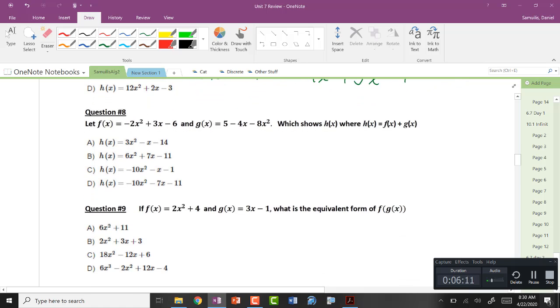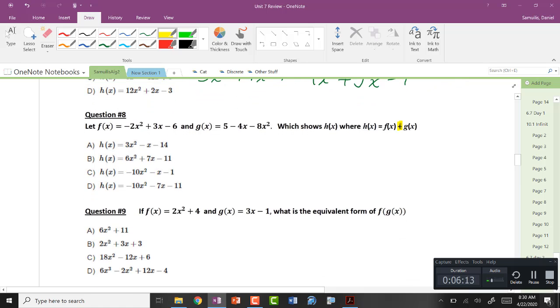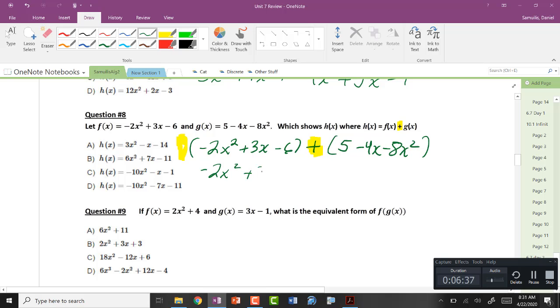Do the same thing, but now we have addition of the two functions. So I have a negative 2x squared plus 3x minus 6, plus 5 minus 4x minus 8x squared. Okay, positive in front, nothing changes. Positive in front, nothing changes. So I have negative 2x squared plus 3x minus 6 plus 5 minus 4x minus 8x squared.